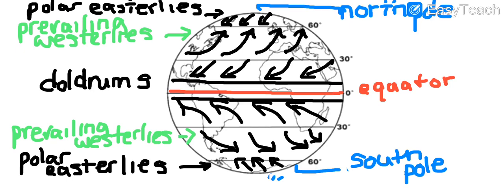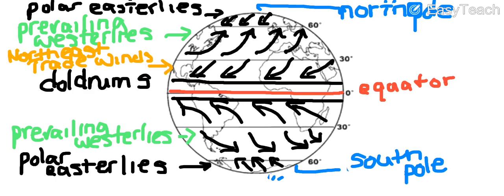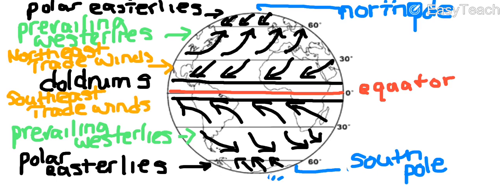So let me get another color to make it easier to read here. So these are northeast trade winds. And these are southeast trade winds. All right, so I know this seems a little bit complicated.